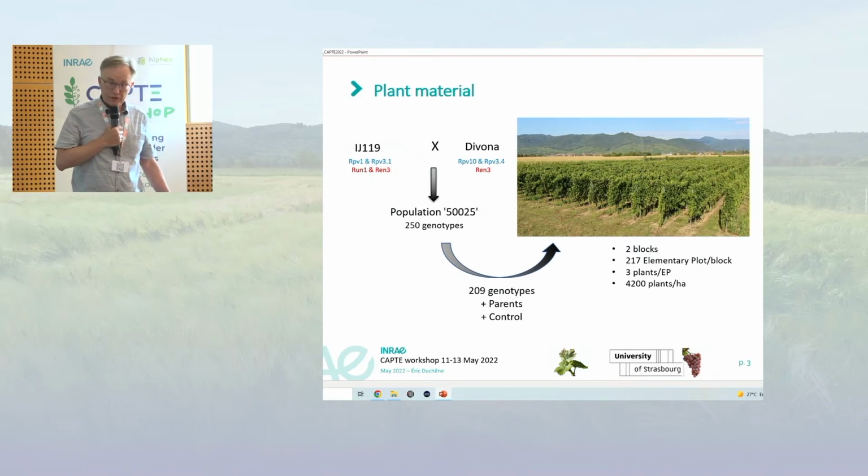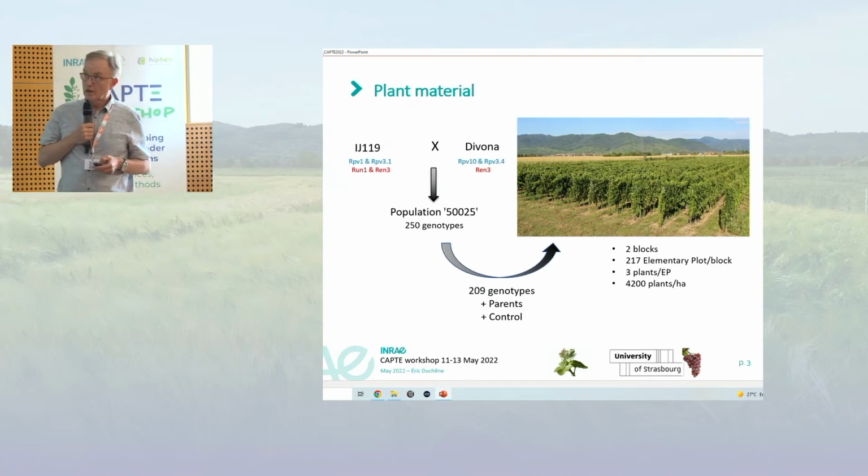This is a picture from my window, in fact, from my window with the Vosges. We are in Alsace, in the north of France. And we use the progeny from two parents, IG119 and Divona. They carry different resistant genes to powdery and downy mildew, and I will not go into details for these genes.